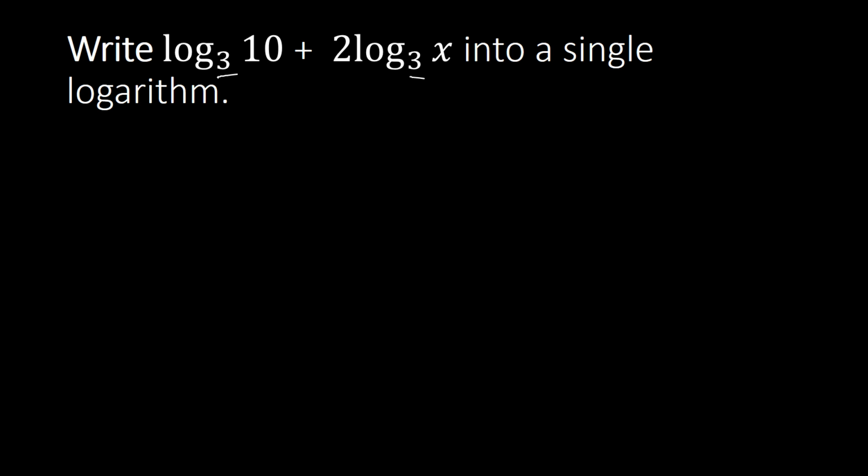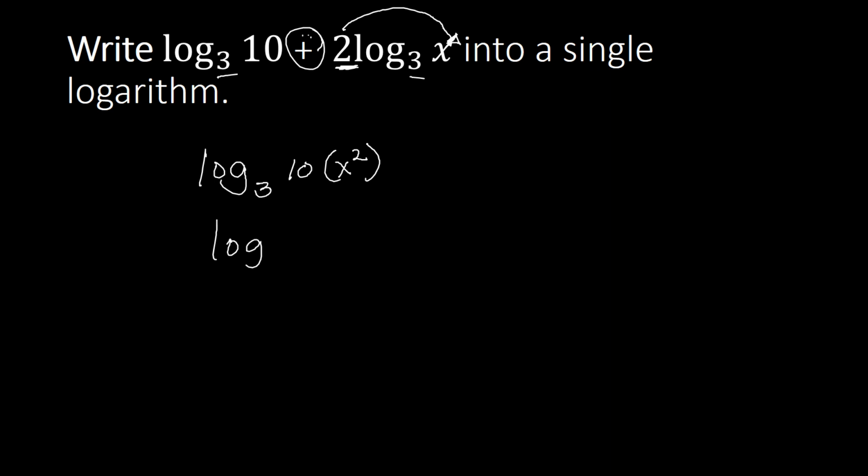So we have log of 10 to the base of 3 plus 2 log of x to the base of 3. So this is a plus, so we go for the product. So we have log of 10 times. Notice this is with the number here, so we just have to bring it up on your x and multiply that to your 10 because this is a plus. So we have 10 times x squared to the base of 3, or we can simply write it as log of 10x squared to the base of 3.